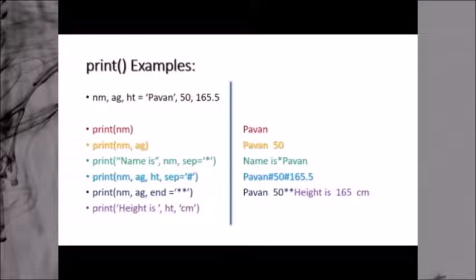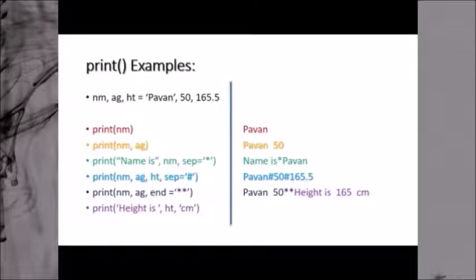These are the examples: name, age, height. Name is Pawan, age is 50, height is 165.5 centimeter. So we are saying print name, so simply the name Pawan is printed. If I say print name comma age, two values, then name is Pawan, then space, because the separator was a blank space, then 50, the age.